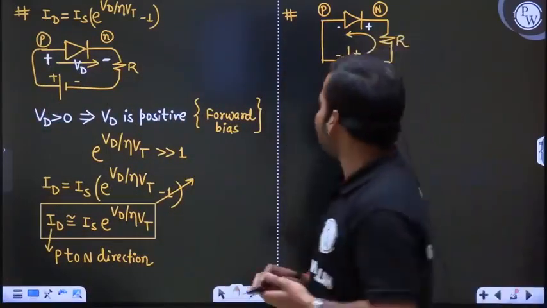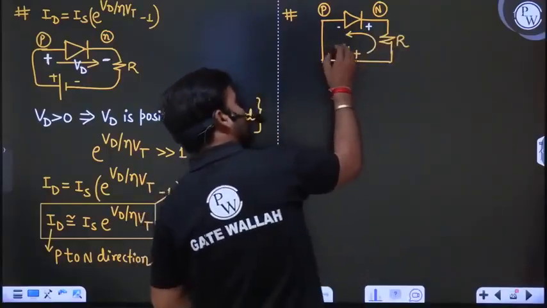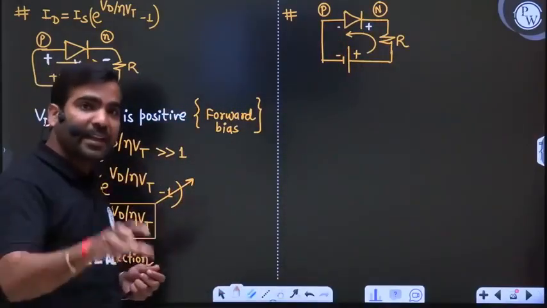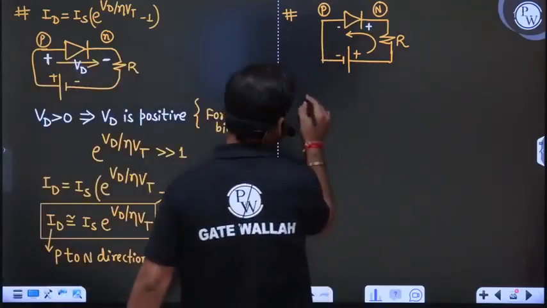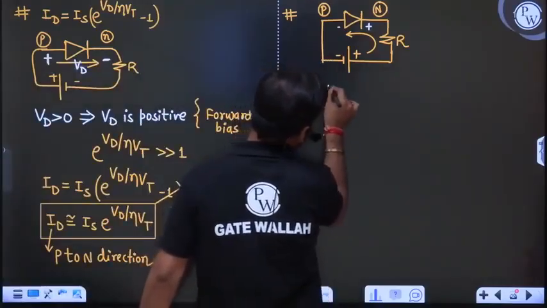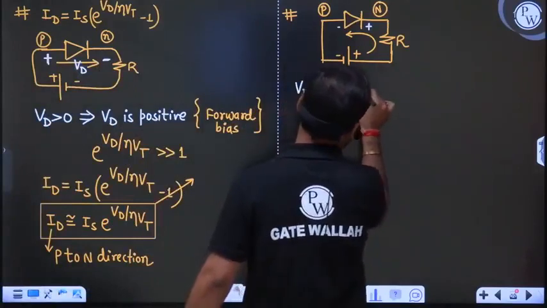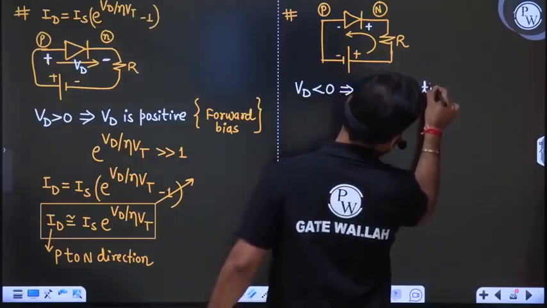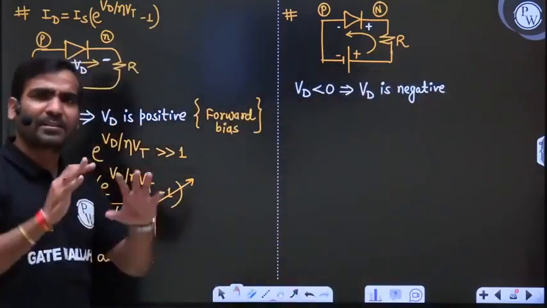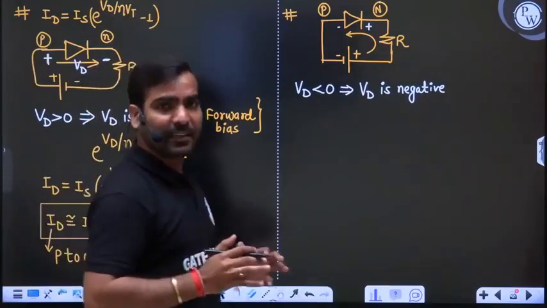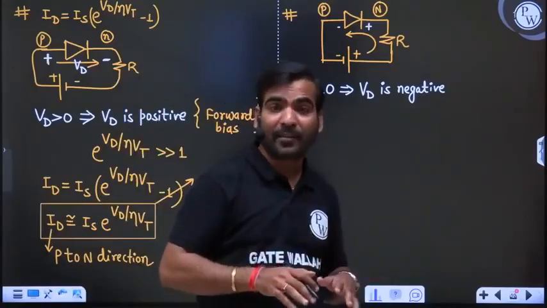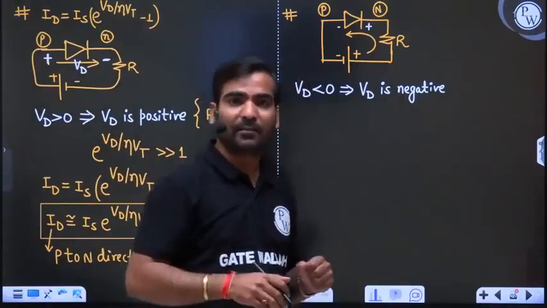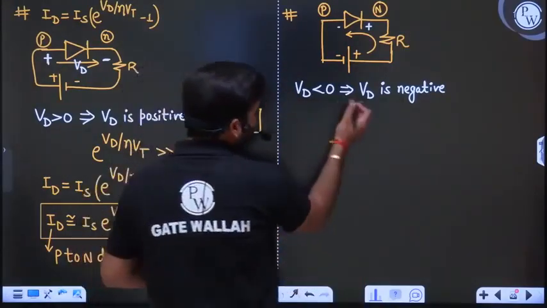Now in this case, the battery is connected such that it is providing positive potential over here, negative potential over here. It means Vd is negative. So now I will say this Vd is less than 0, Vd is negative. Listen carefully. You will enjoy this subject. Definitely, you will feel that this is your favorite subject. Okay, so Vd is less than 0, Vd is negative.